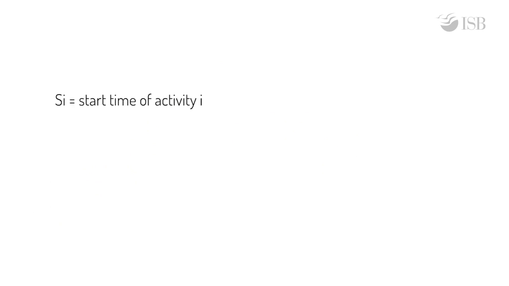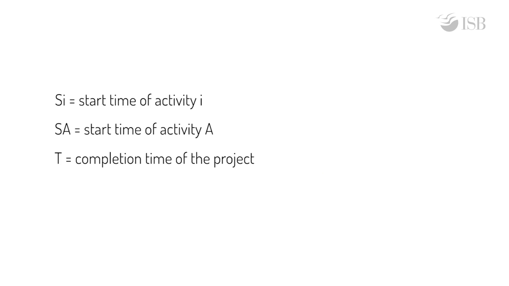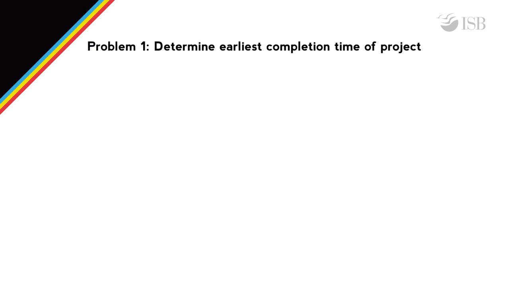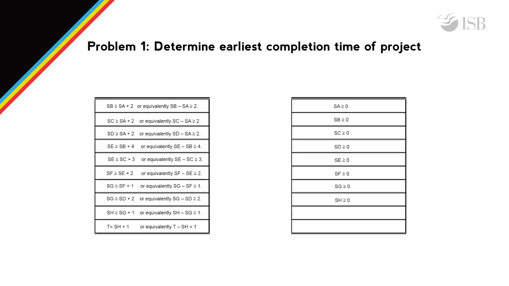To understand the formulation, we need to first define variables whose values are to be determined so that the objective function is optimized, while at the same time satisfying all the constraints. The first problem we'll consider: let the variable Si denote the start time of activity i. Then, for instance, SA would denote the start time of activity A. Let T denote the completion time of the project. Now, to find the earliest completion time of the project, in this problem 1, the constraints and the objective function in the linear programming formulation are shown in the table. The objective function is minimize T.